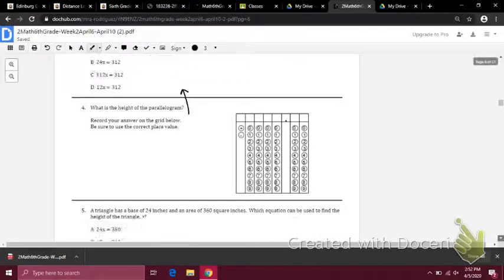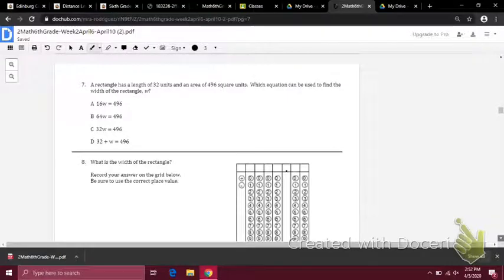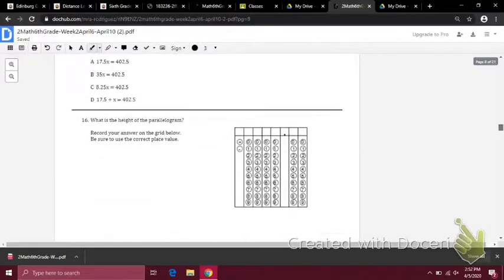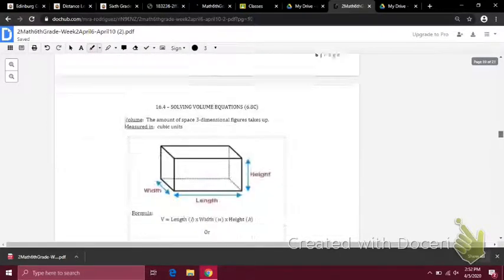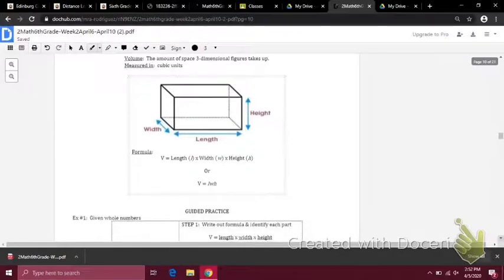Now, you do have some volume questions in here. Volume was actually something you did in 5th grade, so they give you a little bit of review. Volume is the amount of space a three-dimensional figure takes up. They give you a 3D figure there. They also give you the formula that you saw in 5th grade: volume equals length times width times height.